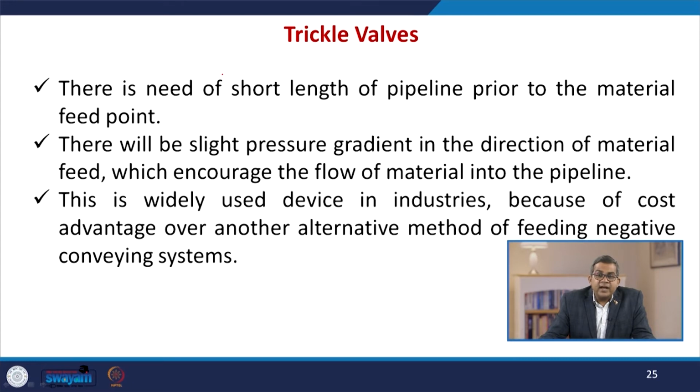There will be a slight pressure gradient in the direction of material feed which encourages the flow of material into the pipeline. Now, this is a widely used device in industries because of its cost advantage over another alternative method of feeding negative pressure conveying systems.